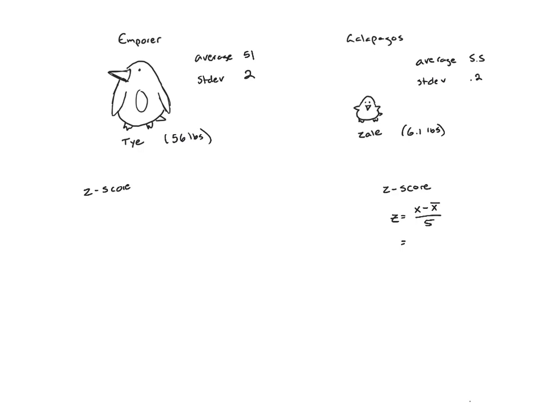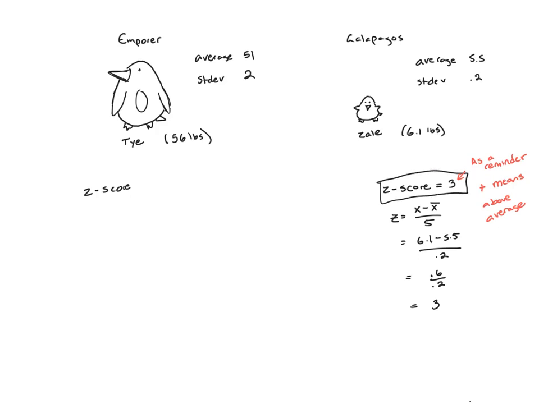To do this, we take Zale's actual weight, which is 6.1, subtract off his average, which is 5.5, and divide by the standard deviation, which is 0.2. Doing this then, I get 0.6 divided by 0.2, or 3. This tells me that Zale is actually 3 standard deviations above the average weight for Galapagos penguins. That means he's pretty far out there.